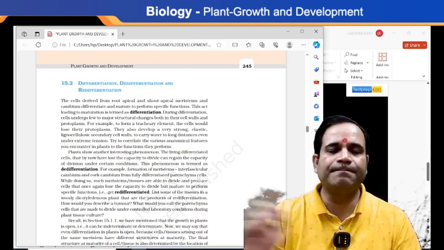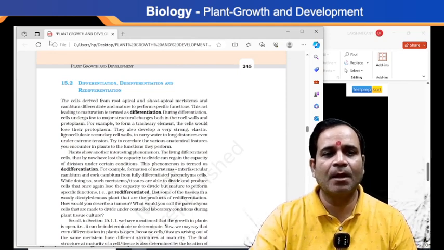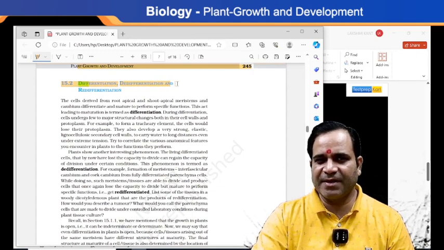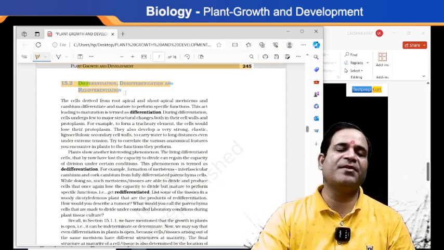Yes, now see. Here three terms are there. One is differentiation, second one is de-differentiation, and third one is what? Re-differentiation.